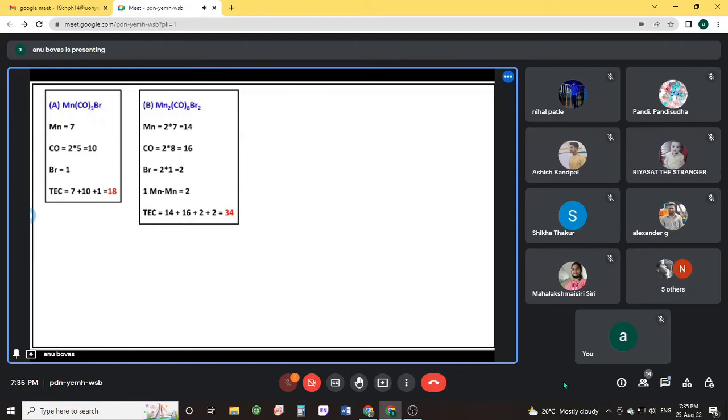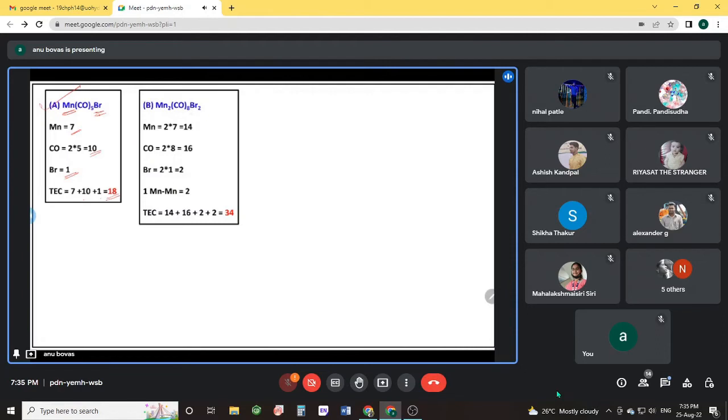For example, option A is MnCO5Br, in which manganese has 7 valence electrons, carbonyl is a 2 electron donor, and hence 10 because 5 carbonyls are present, bromine is a 1 electron donor, therefore the total electron count will be 18. So MnCO5Br follows the 18 electron rule.